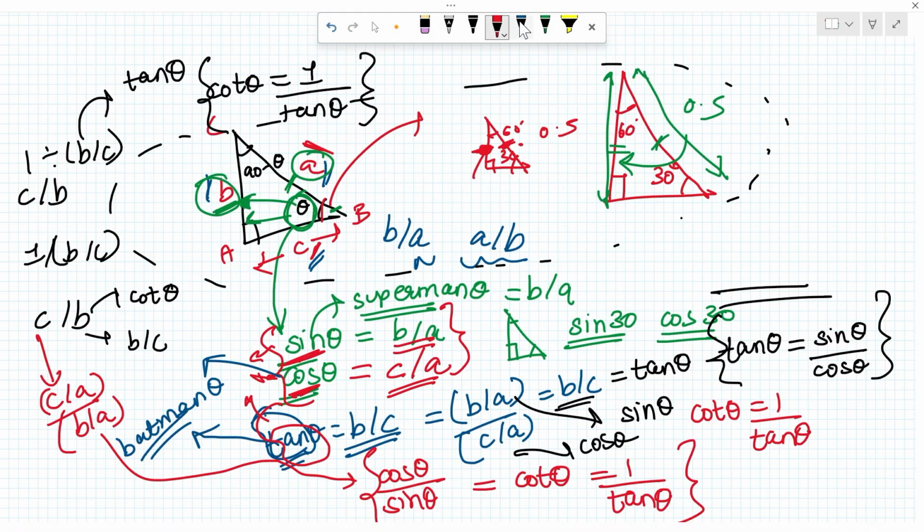Back then probably your teacher might not have told you the logic. They must have just told you to remember sine is opposite by hypotenuse, cos is adjacent by hypotenuse, then tan theta is sine theta by cos theta. But no, there's actually a logical reasoning.